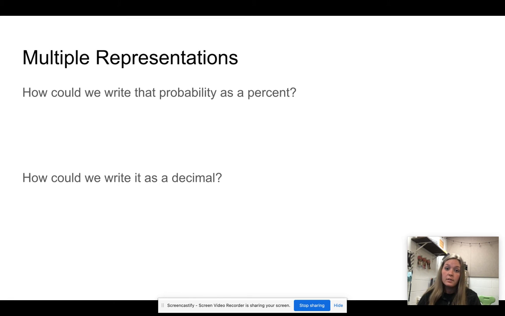You can use the giant 1 to get it to a fraction out of 100, because percent really means per 100. And that would get us out of 100, which gives us the percent. How could we write it as a decimal? Well, we would take our percent and move the decimal over 2 places. Okay, we drop the 0 at the end. So that decimal would be the probability of choosing a red marble out of that bag.